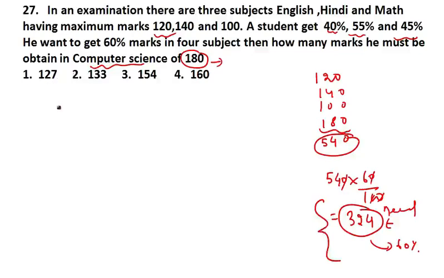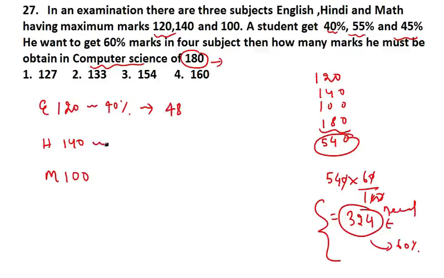Now see how much he got out of 120. This is English. Now please guys, don't write all this. I am writing all this to make you understand, to make your concept clear. English is 120, then Hindi is 140, and math is 100. So in English he already scored 40%. Now 40% out of 120 is how much? This is going to be 48.